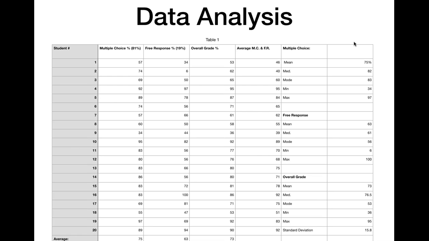And then finally, the overall grade, the mean and median right around the same, and then the mode, 53, was much lower, along with the minimum being a 36. And then one thing you'll notice is that standard deviation there. So I have a very high standard deviation. I have 15.8, just about 16 for my standard deviation.